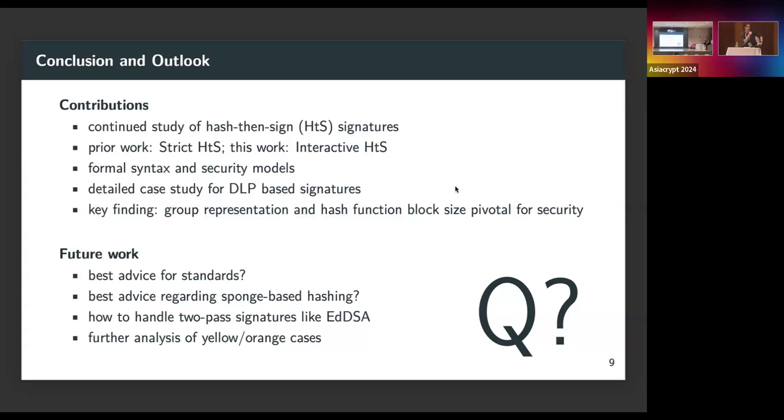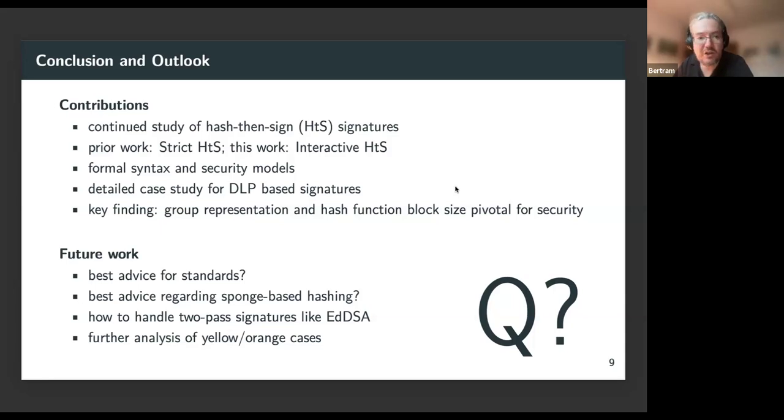Okay, so does anybody have a quick question? Are there any similar work on PQC? No, that's also ongoing. I just forgot it in the future work part.